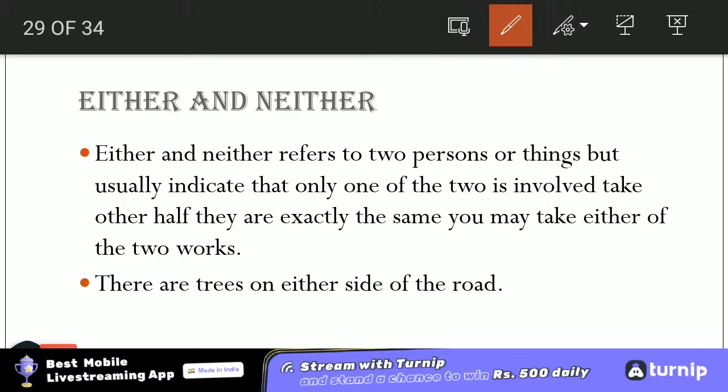The next is either and neither. Either and neither refer to two persons. Obviously it is always used when we are talking about two persons or two things, but usually indicates only one of the two. Preference would be given to only one. For example, there are trees on either side of the road. दोनों साइड रोड के क्या हैं? ट्रीज हैं. So when we are talking about two persons or things, we use either.